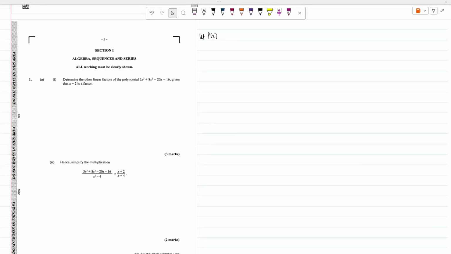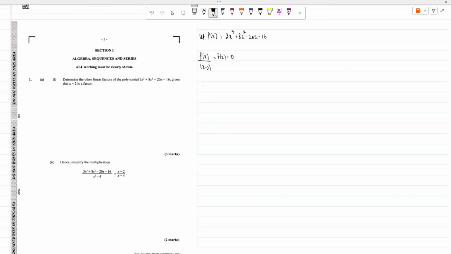Let f of x be equal to 3x cubed plus 8x squared minus 20x minus 16. Now I'm going to say f of x divided by x minus 2 is equal to f of 2, which is equal to 0. All right? I'm just writing down the information that I have.